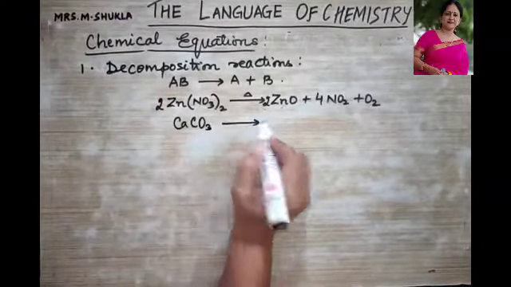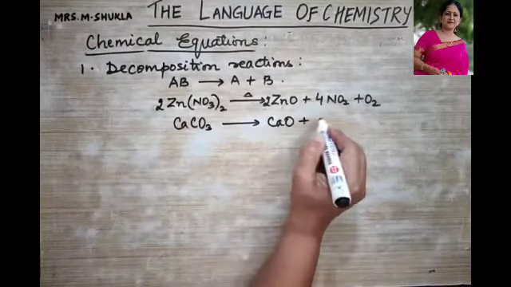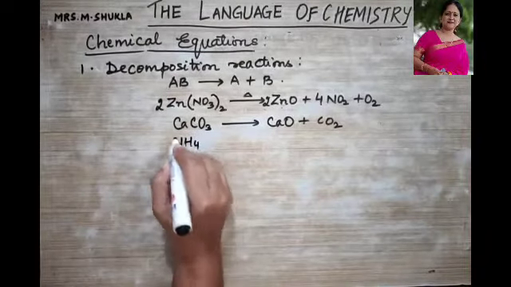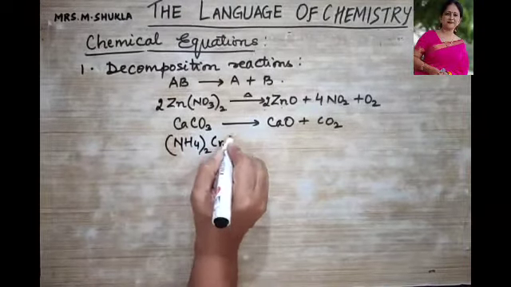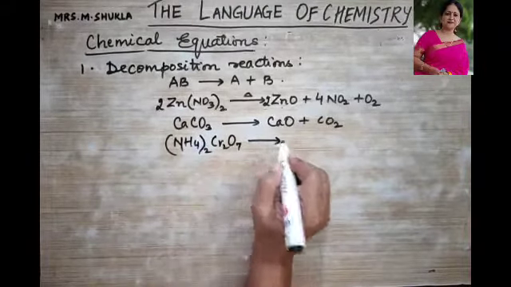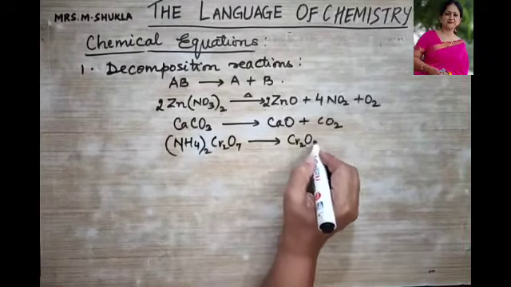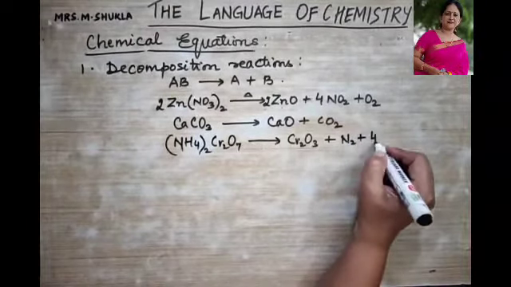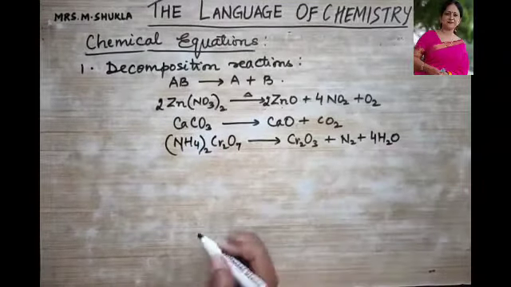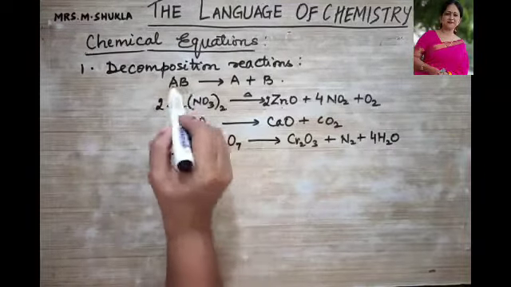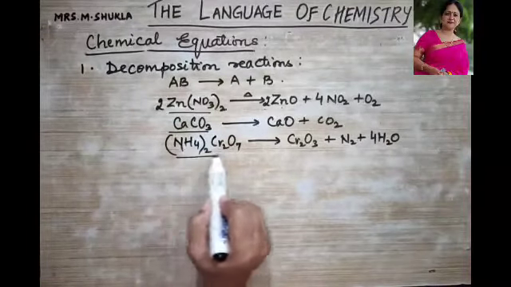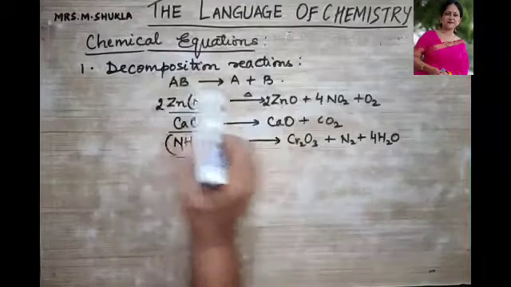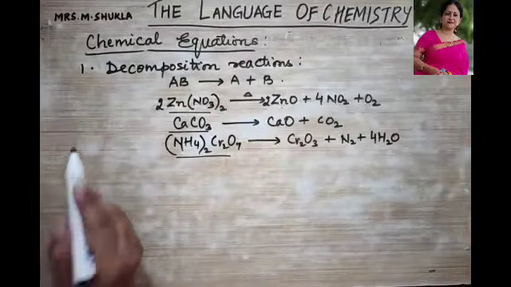CaCO3 on heating gives CaO plus CO2. Then (NH4)2Cr2O7 on heating gives Cr2O3, that is chromic oxide, plus nitrogen plus 4 molecules of water. So what did you observe over here? One compound on heating gives 2 or more products. Such reactions are called decomposition reactions.